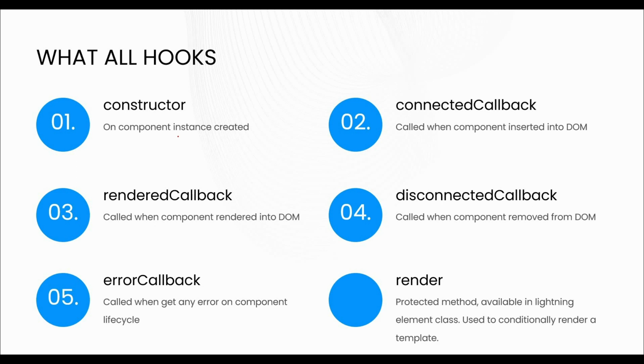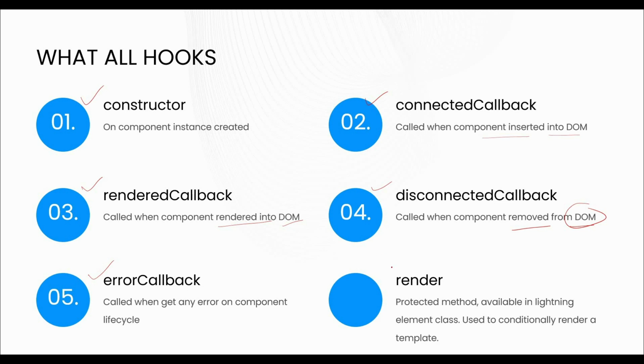So in LWC, we have 5 lifecycle hooks. First is the constructor. And as we have discussed, this will be called when the component instance gets created. Why this hook should be used, or what actions we can perform here, we will discuss in coming slides. Next is the connectedCallback, which will get called when the component element is inserted into the DOM. And third is the renderedCallback. It will get called when the component is rendered into the DOM. And next we have disconnectedCallback. This will get called when the component is removed from the DOM. Here DOM means document object model. And in case of any error, errorCallback will get called. Okay. So these are the 5 lifecycle hooks we have in LWC.